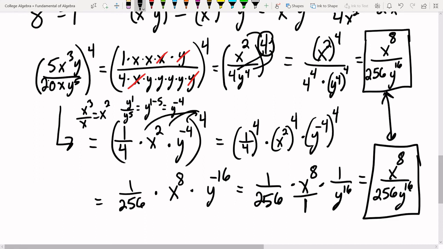Whichever way makes more sense, I recommend doing that. But the bottom way is probably more aligned to being easier for more difficult problems. If you have large exponents, the first way I showed you doesn't quite work out nicely. So it's up to you which way you want to do it.